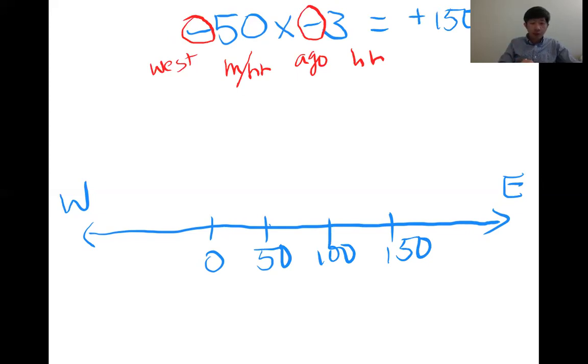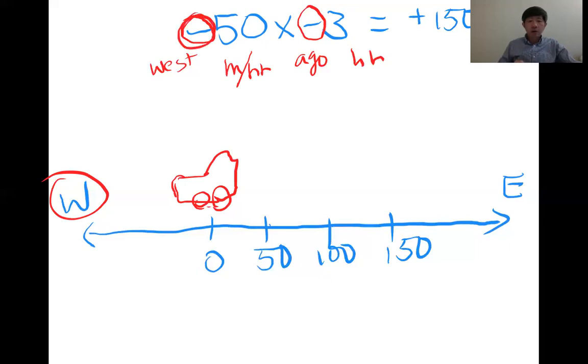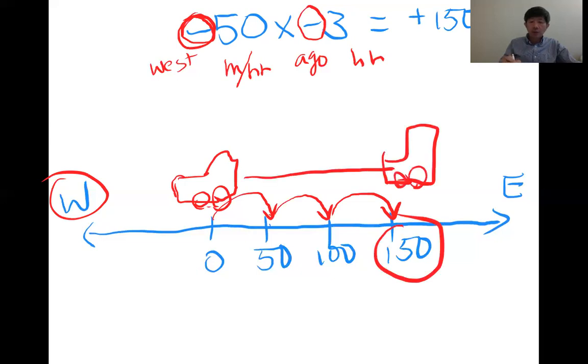So everything starts with the 0 here. Okay, why are we facing this way? Because of westbound, right? And then because this is a negative sign, so facing this, right? So are we ready to count? 3 hours ago, 1 hour ago right here, 2 hours ago right here, 3 hours ago right here. So that's why we have a negative and not positive 150. Yes. Where is the location of the car? 150. So that's why we say this is a positive 150. Okay. All right. So that's the number line.